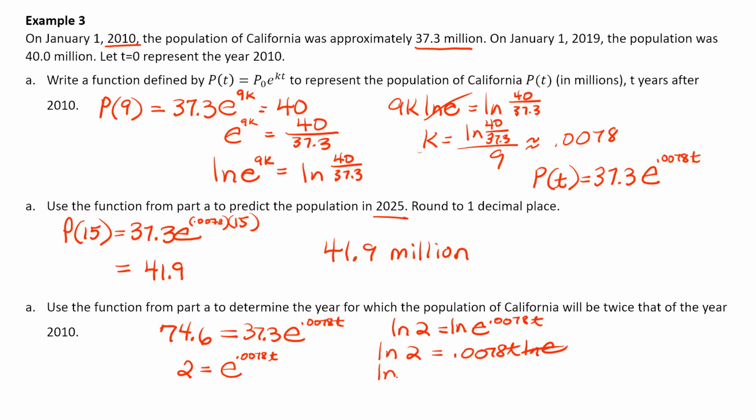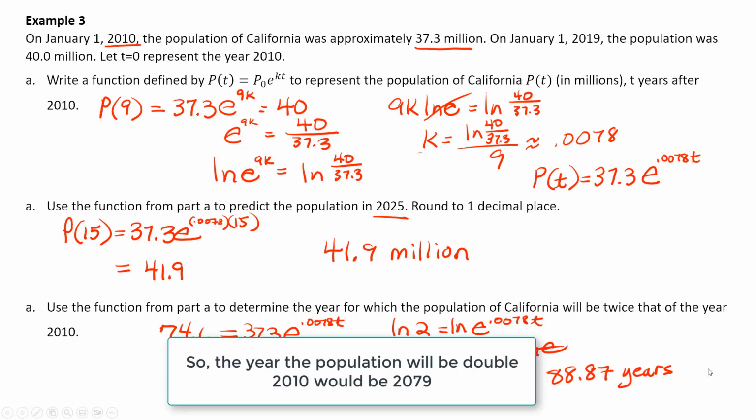Now we divide both sides by 0.0078, and that will give us t. If we punch that in, we hit 2 natural log and divide by 0.0078, and that will give us about 88.87 years until the population doubles.